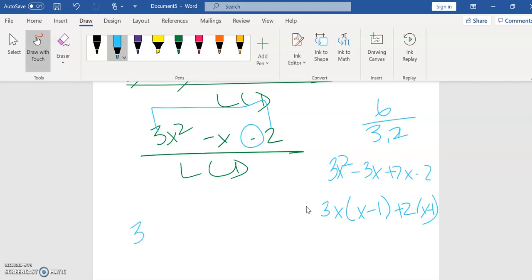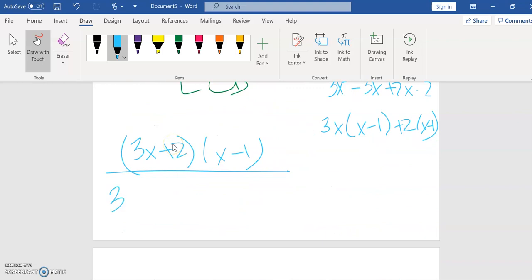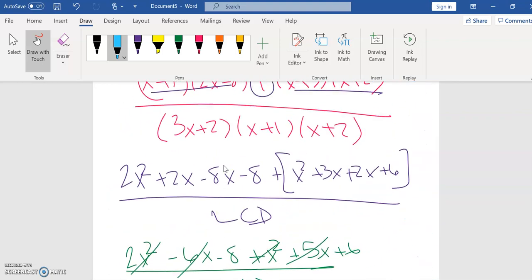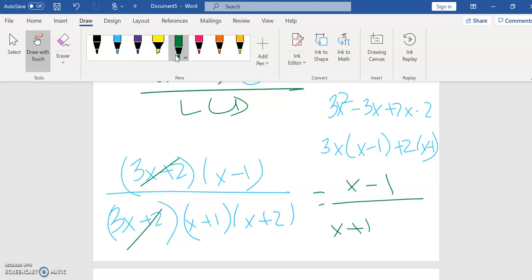So I have 3x plus 2 times x minus 1 all over my whole LCD, which was 3x plus 2, x plus 1, x plus 2. Those cancel. And so x minus 1 over x plus 1, x plus 2. And so this is my final answer.